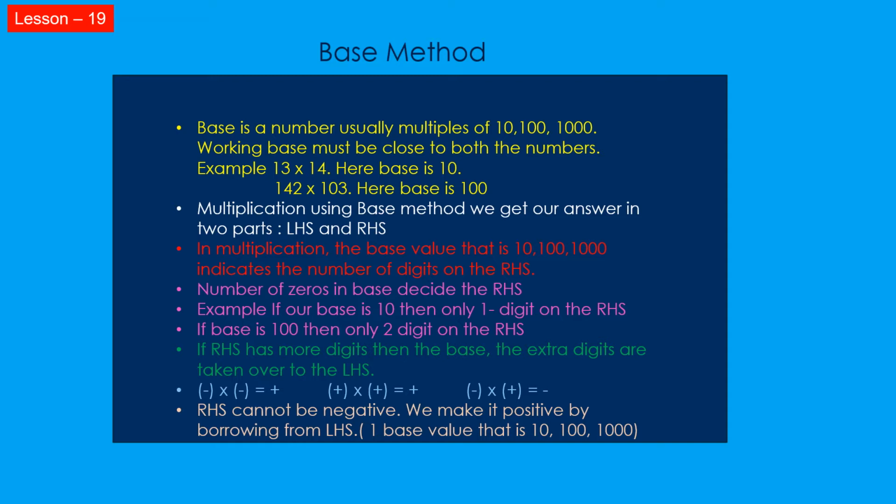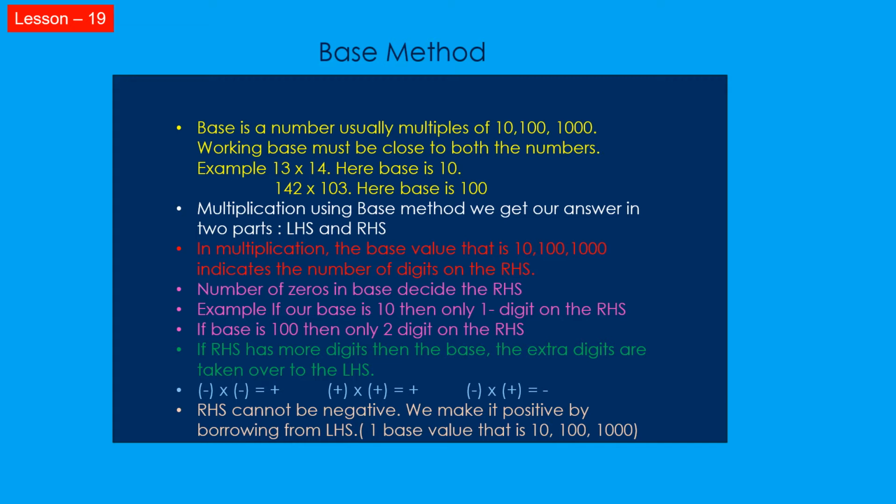In multiplication using base method, we get our answer in two parts, left hand side and right hand side. Right hand side we write as RHS, and left hand side we write as LHS. The number of zeros in the base decides the right hand side. For example, if our base is 10, then only one digit on the RHS. And if the base is 100, then only two digits on the RHS. And in case our RHS has more digits, then extra digits are taken over to the LHS.